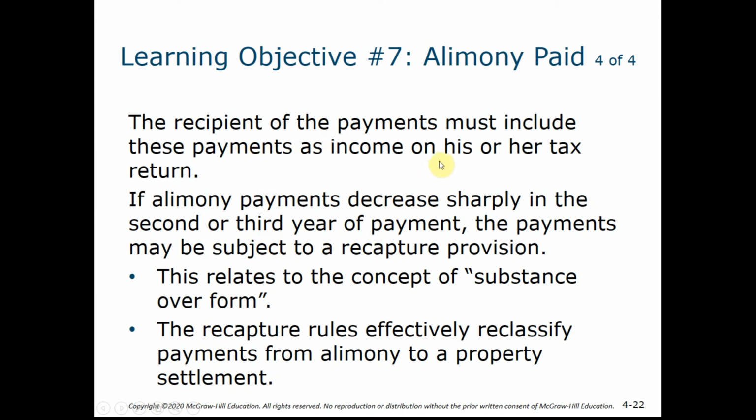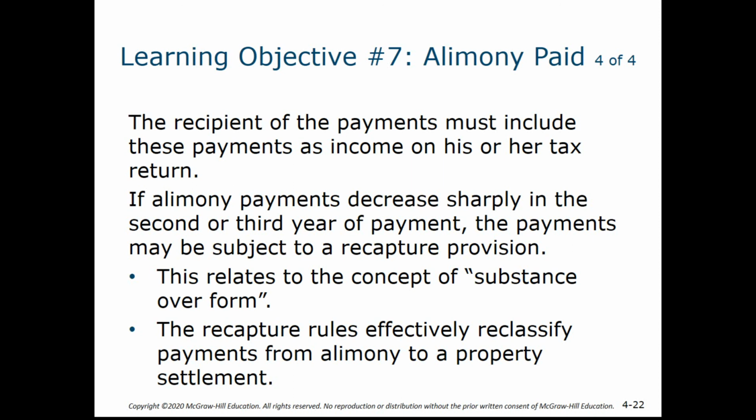This is an interesting caveat to this alimony issue. The recipient of the payments must include these payments as income, as we said, on their income. But if the alimony payments suddenly decrease in the second or third year of payment, the payments may be subject to recapture. That is to say, the formerly deductible alimony payments may all of a sudden be no longer deductible.